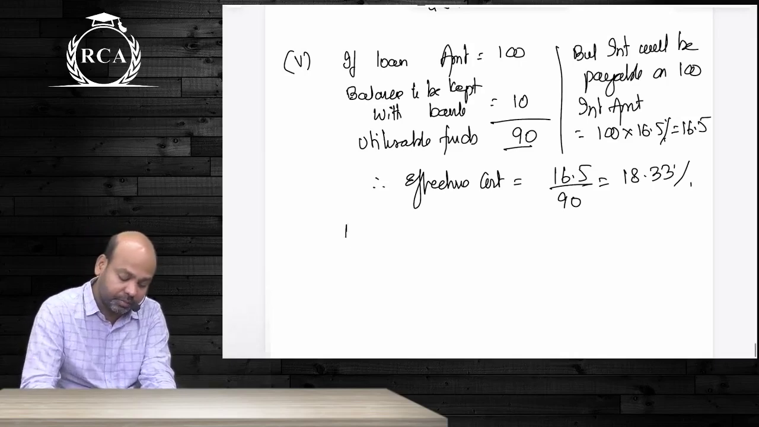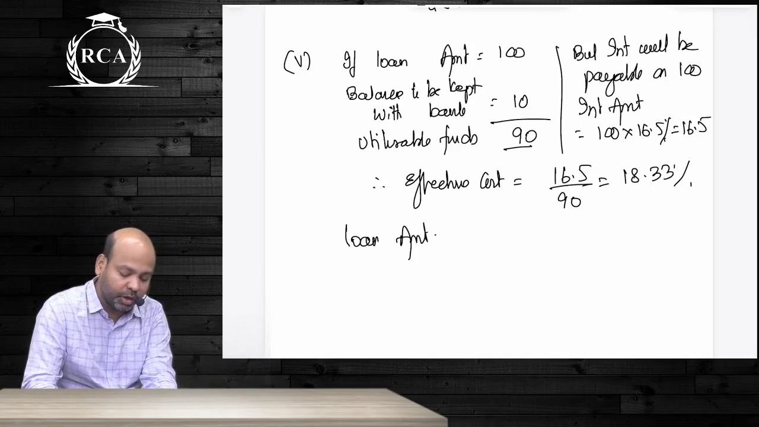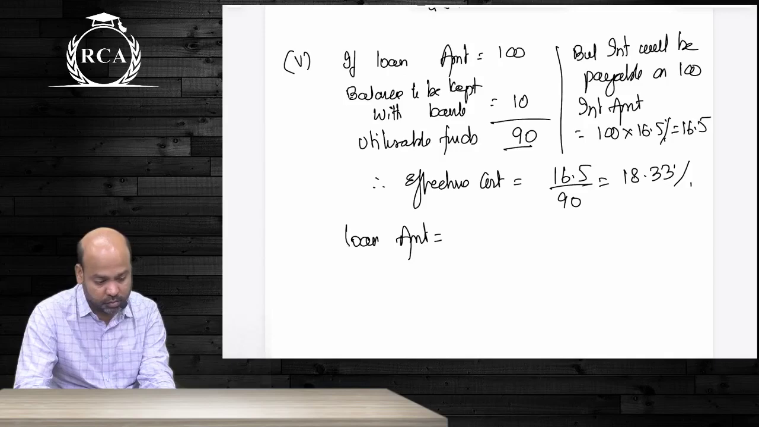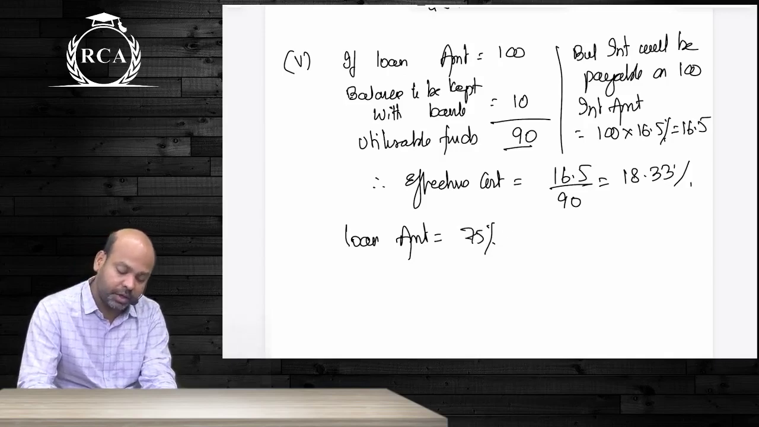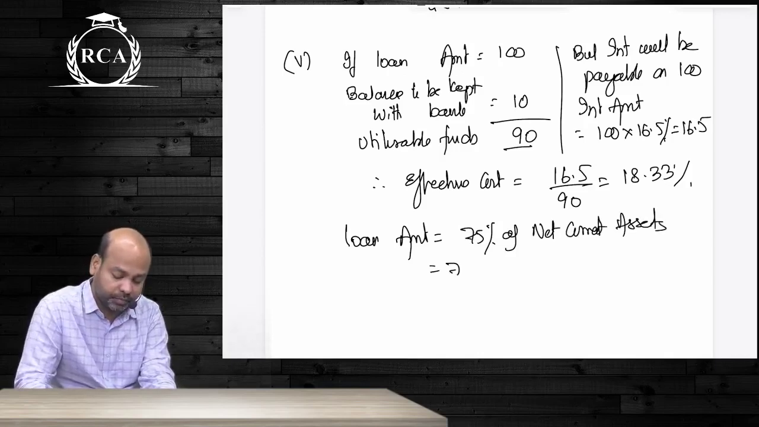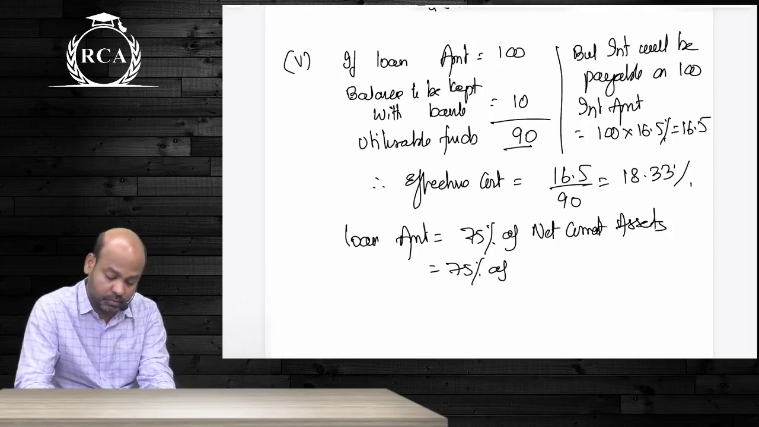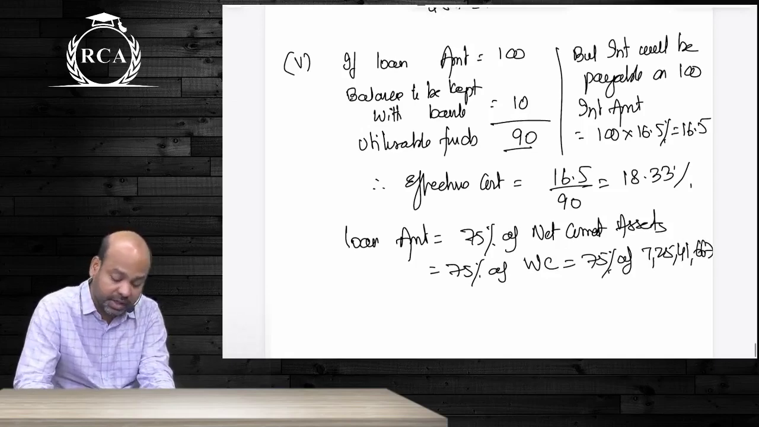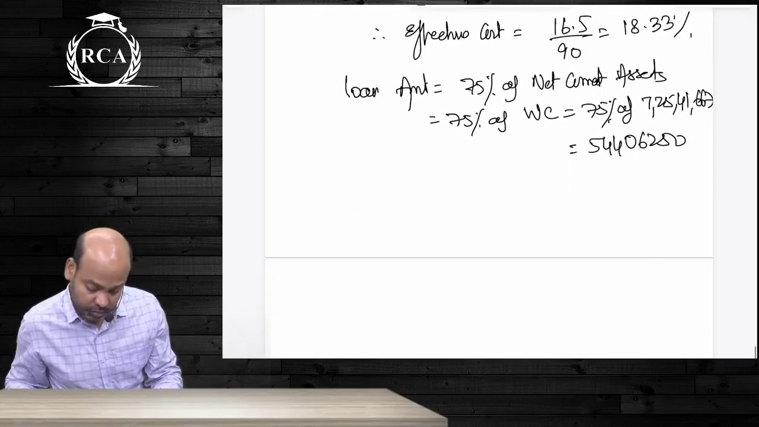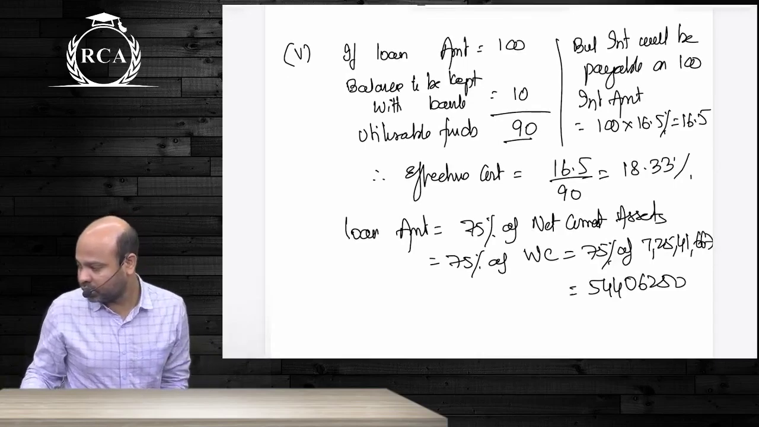Copy guys. Loan amount, beta, here will be equal to what percentage? 75% of net current assets. That is working capital. 75% of 7 crore 25 lakhs 41,667. Check the answer, it came exact, didn't it? 544,06,250. This is the answer to the last bit, guys.